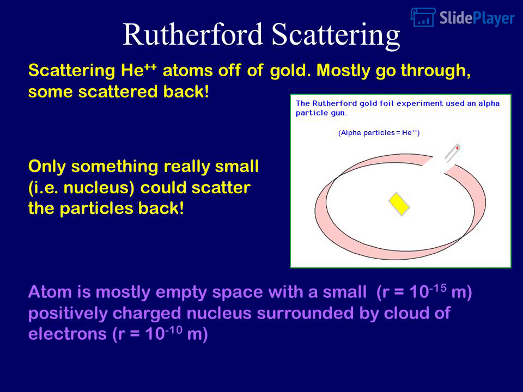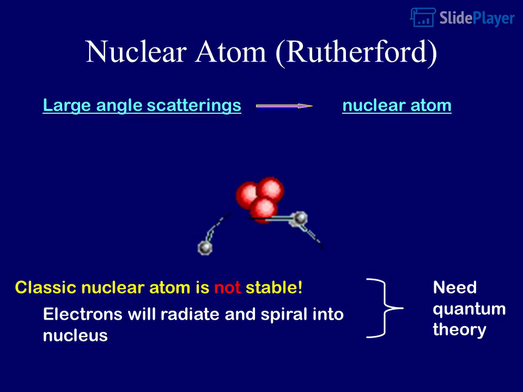The atom is mostly empty space, with a small, r equals 10 to the minus 15 meters, positively charged nucleus surrounded by a cloud of electrons, r equals 10 to the minus 10 meters. Nuclear atom, Rutherford. Large angle scatterings. The classic nuclear atom is not stable. Electrons will radiate and spiral into the nucleus. We need quantum theory.